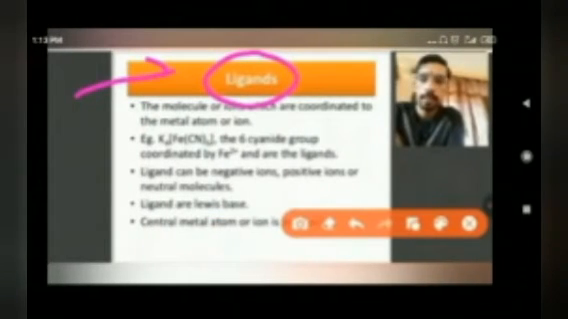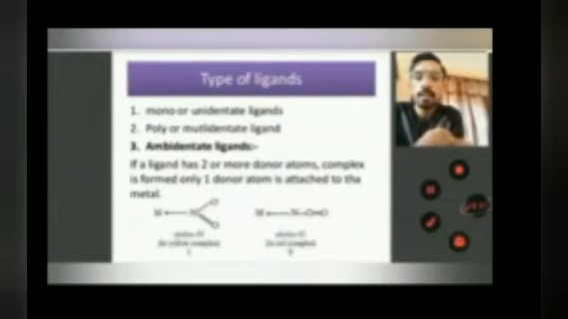Then we have learned about some important terms, which is ligands. What is a ligand? It is a molecule or ion which is coordinated to the metal atom or ion. Then we have learned about types of ligands. These are of three types: monodentate or unidentate ligands, polydentate or multidentate ligands, and ambidentate ligands.